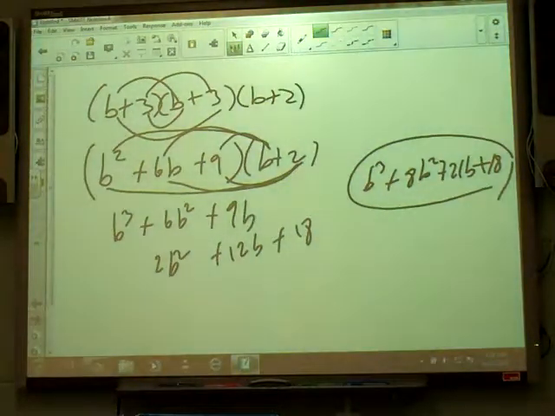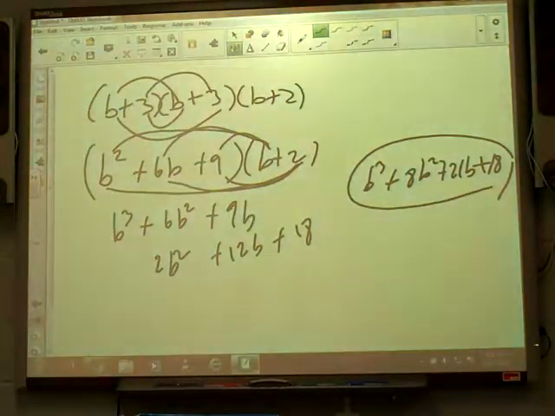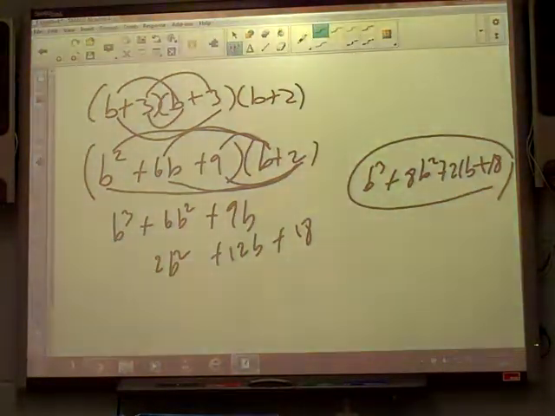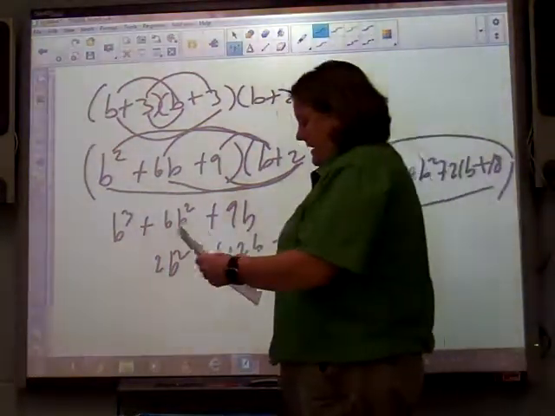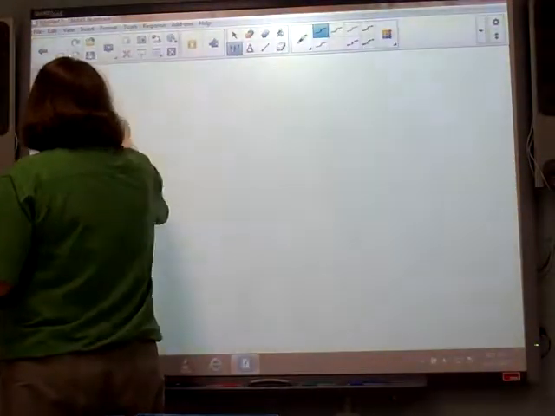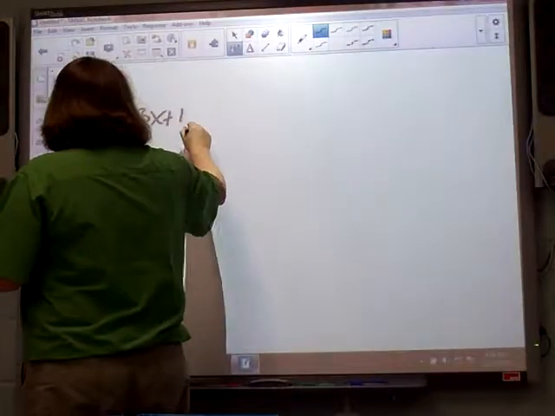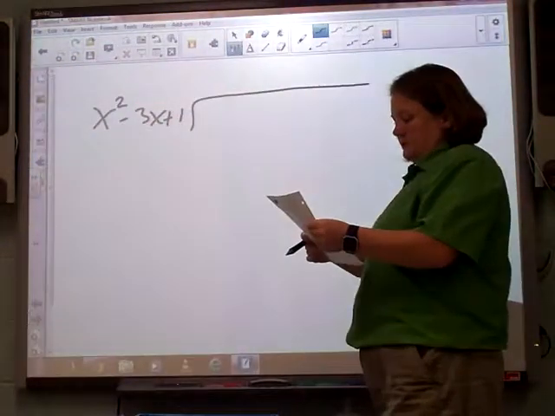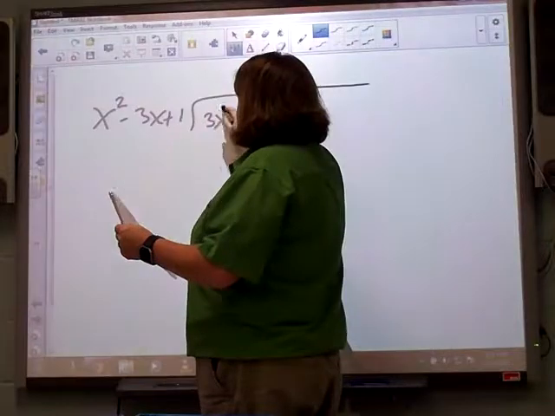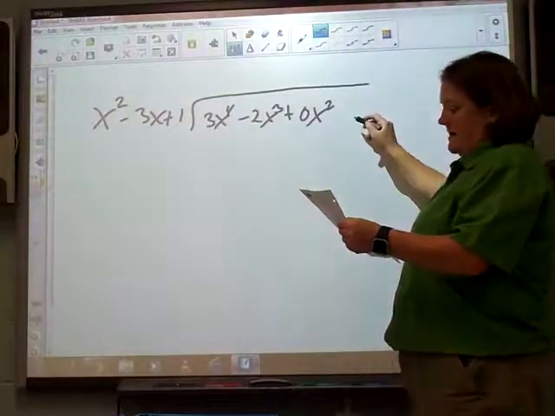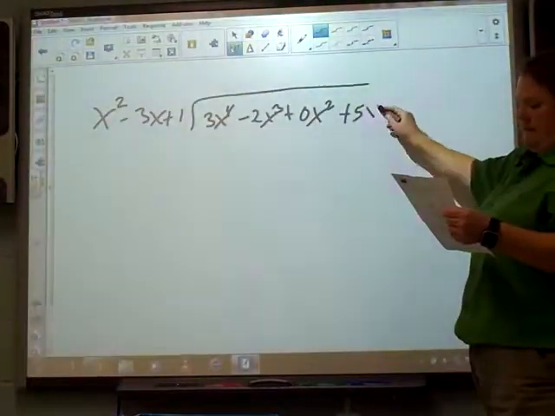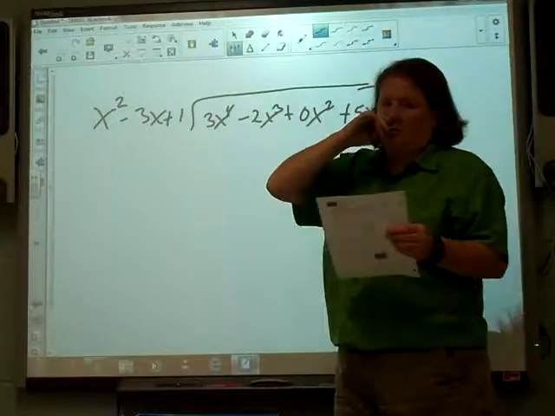Now when we get ready for 7 here in just a second, it's division and we cannot do synthetic. It has to be long because what we're dividing by has an x squared in it. So we're dividing by x squared minus 3x plus 1, so that's going to go outside my box. Inside my box, you should notice you've got a place you've got to put a 0. We've got a 3x to the 4th, a negative 2x cubed, a 0x squared, a positive 5x, and a negative 3. Don't forget your 0 in there.